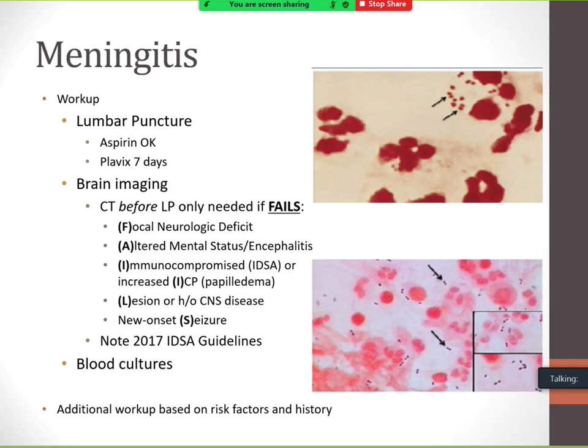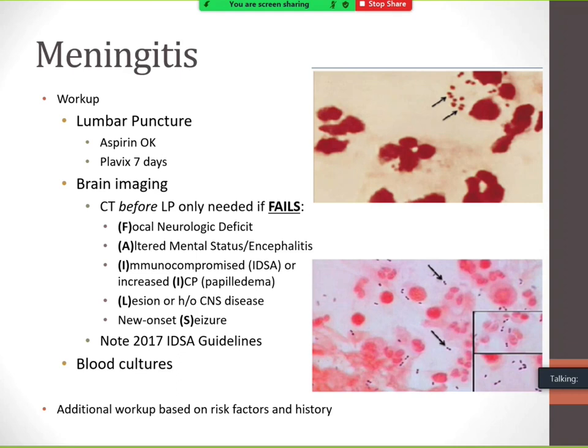So bacterial meningitis, the general workup, when you're suspecting it, the patient has meningismus, is a lumbar puncture. If they're on aspirin, it's completely fine to do a lumbar puncture if you get called about that. The delay is about 7 days if you're on Plavix. For most patients, you don't need to have any imaging. I mean, usually now we do have imaging by the time they call us, but there are a specific subset of patients who would potentially benefit from imaging before you do your lumbar puncture. What you're looking for is a space-occupying lesion, something that's going to increase cerebral pressure.